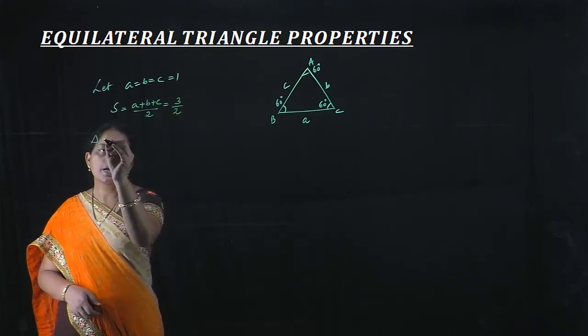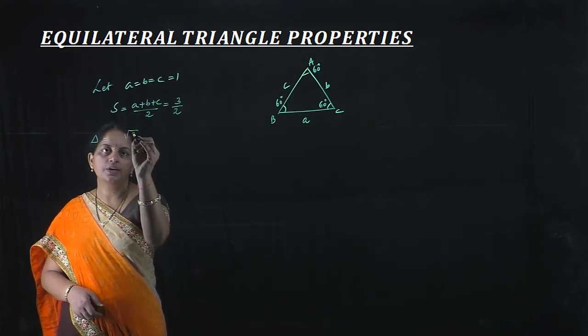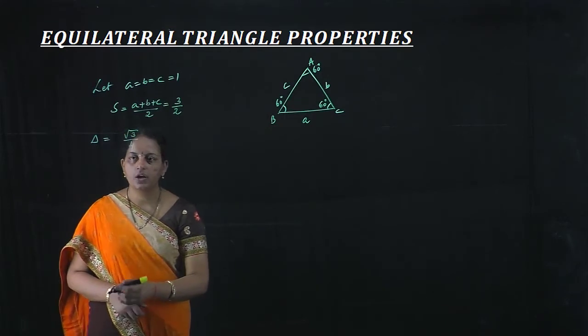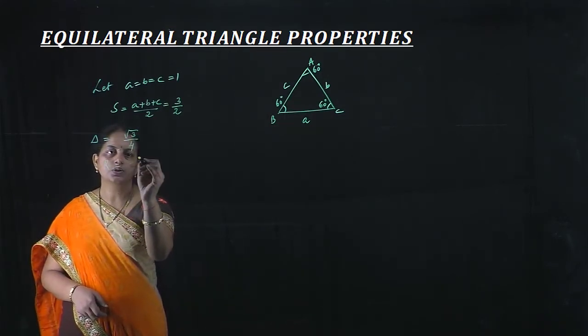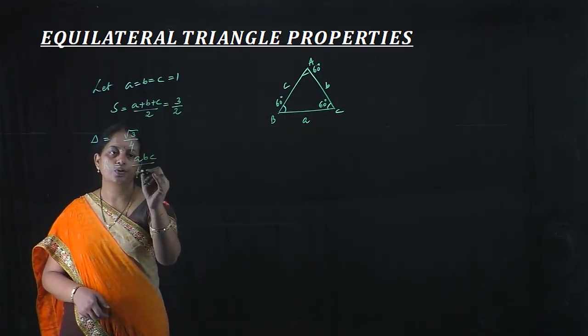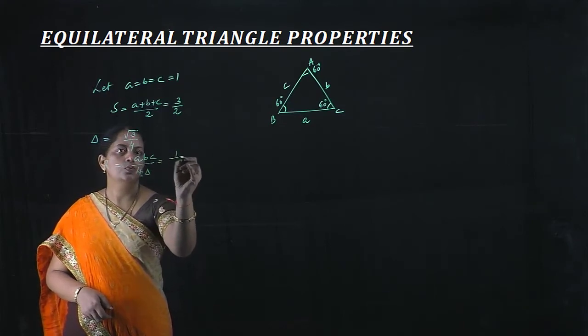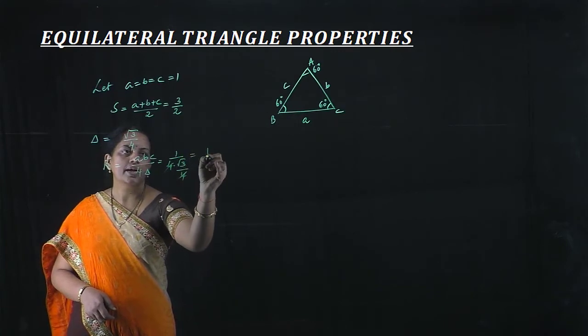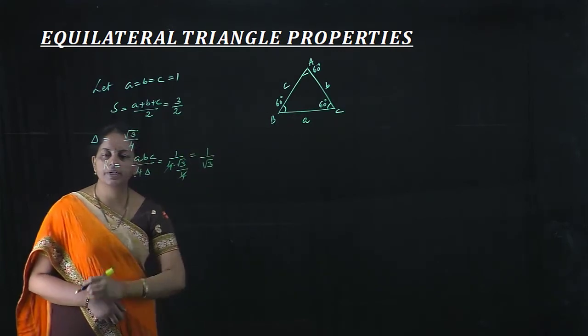And delta is equal to root 3 by 4, by using the value of s as 3 by 2, which we already derived. And capital R is equal to abc by 4 delta. That is equal to 1 by 4 into delta, meaning root 3 by 4. So capital R is equal to 1 by root 3.